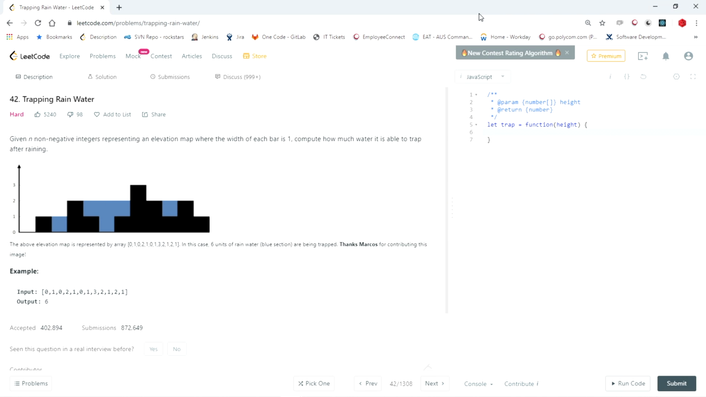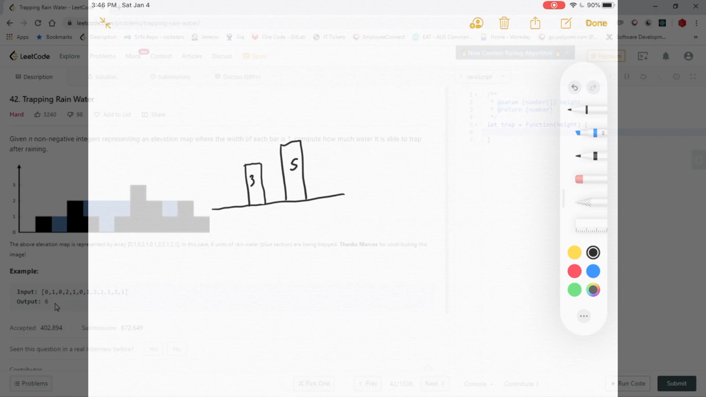Alright, this LeetCode question is called Trapping Rainwater. It says: given n non-negative integers representing an elevation map where the width of each bar is 1, compute how much water it is able to trap after raining. So this array down here is actually represented in this diagram. As you can see, the total amount of water is 1, 2, 3, 4, 5, and 6, which is our result down here. I don't know if the amount of rain is measured by volume or height, so I apologize in advance if I go back and forth between those two terms.